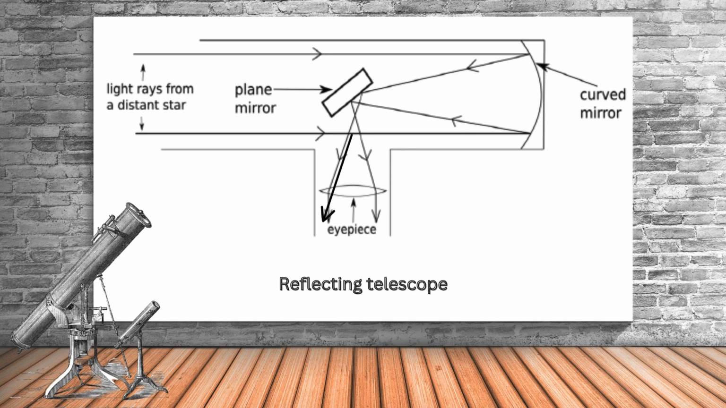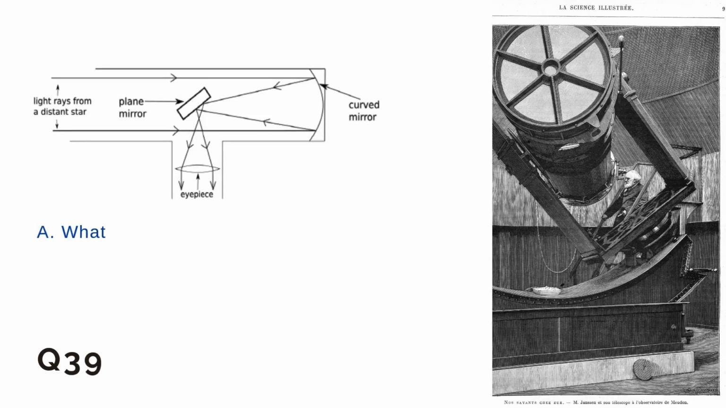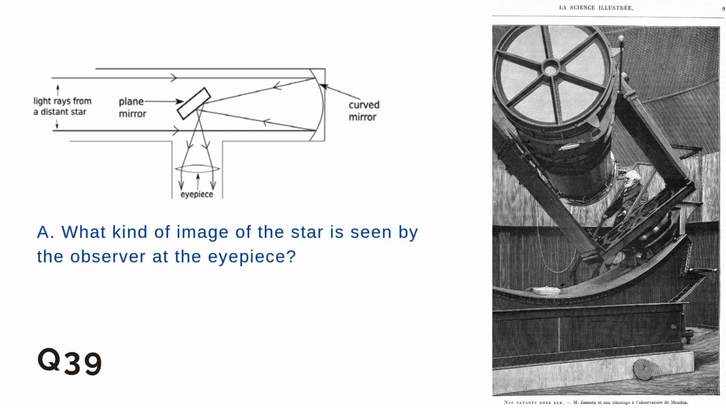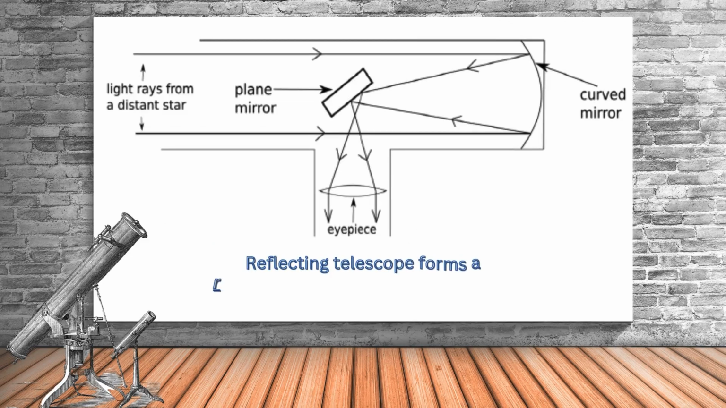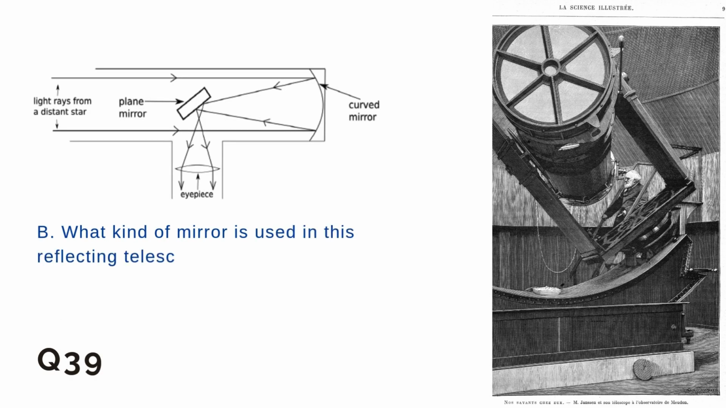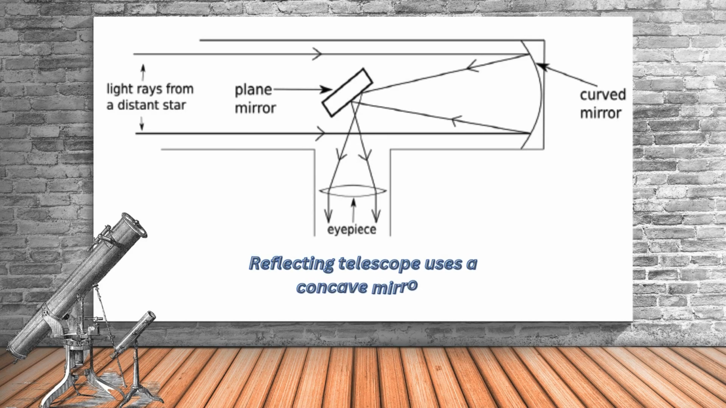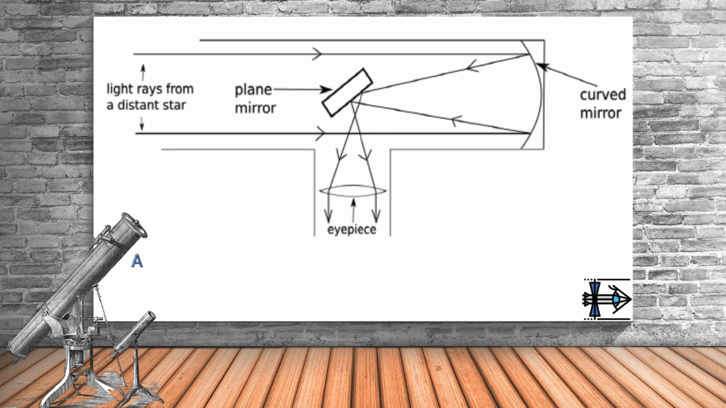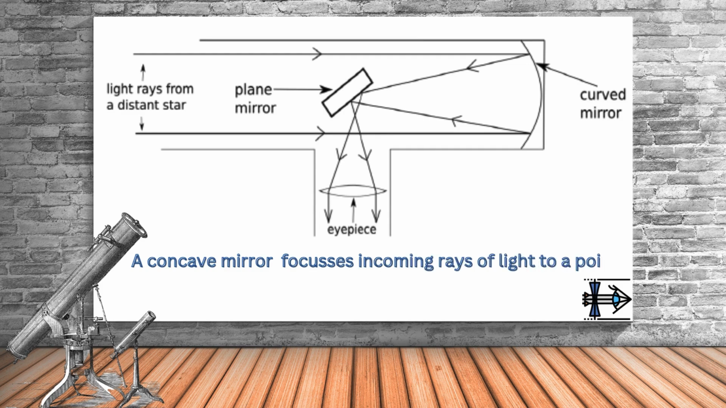Now, if we were to answer these questions, what kind of image of the star is seen by the observer at the eyepiece? We can say the image of a star seen through the eyepiece of a telescope is real, inverted, and magnified. Next is, what kind of mirror is used in the reflecting telescope? Well, they use concave mirrors, and that is because they focus incoming rays of light to a point.